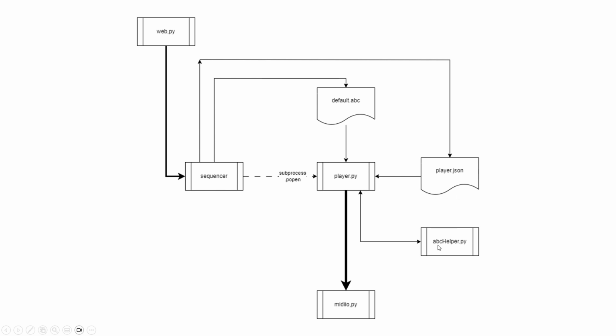Another library I put together here is this abcHelper, and you might see why there was a bit of a gap between this and the last video. I had to make quite a few things. So abcHelper is a little utility that takes an ABC file, a file in ABC format, and converts it into something that player.py can run easier.